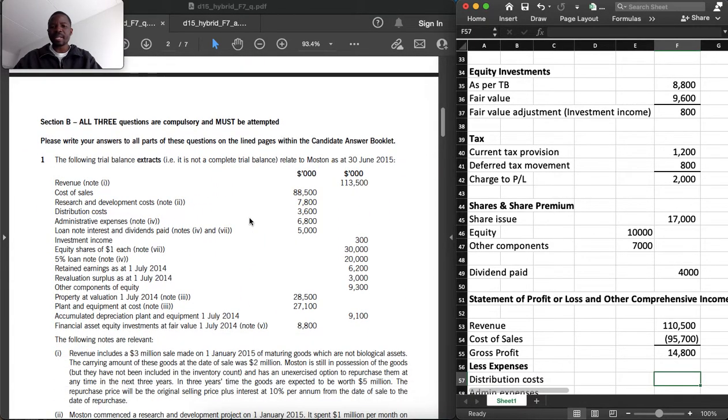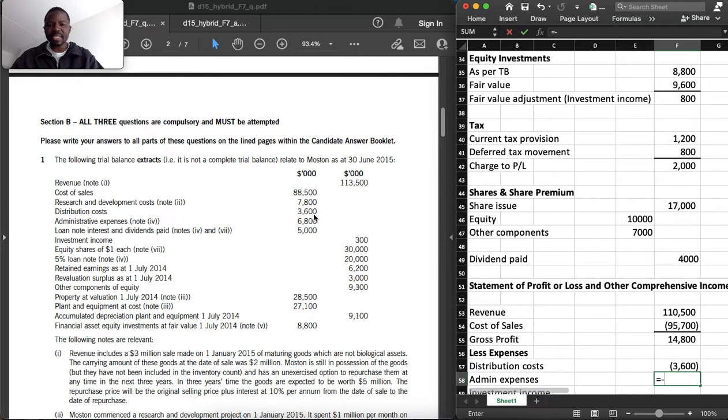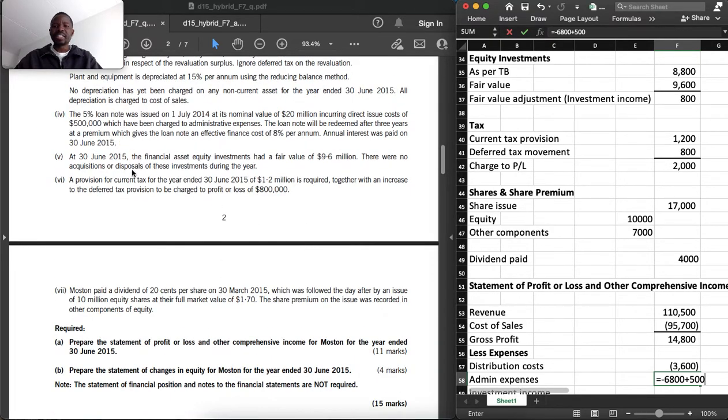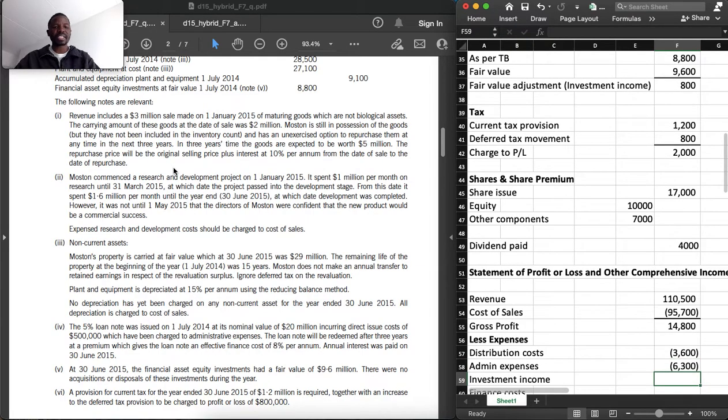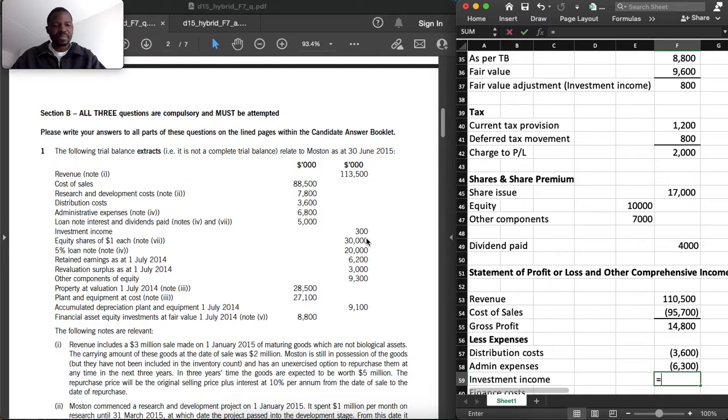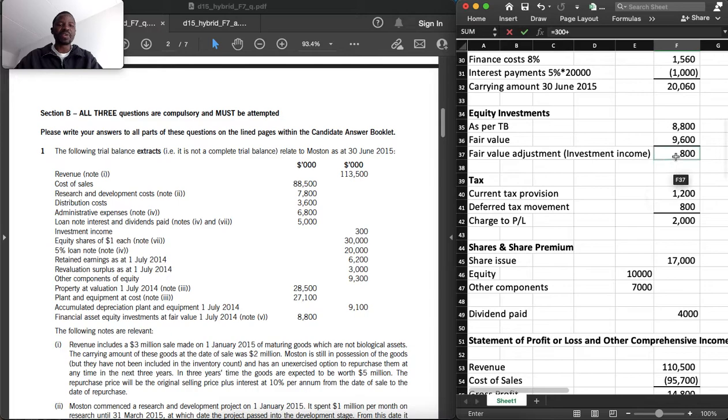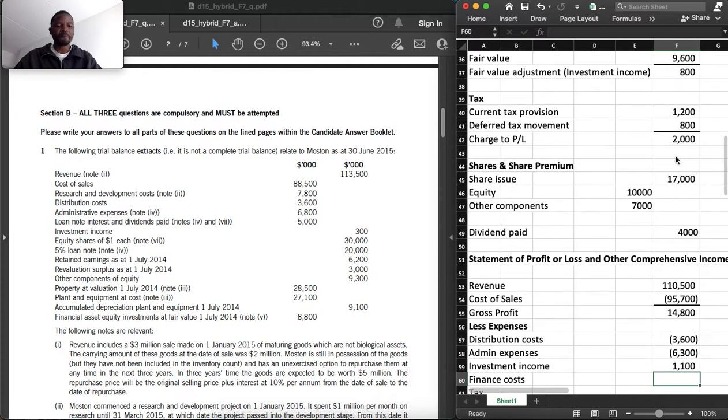Then we go to our trial balance. Distribution costs, 3,600. Admin expenses, 6,800. But we said we need to take off the 500 loan issue costs that need to be capitalized. Then we've got investment income. Investment income on the trial balance here, we've got 300, but we said we need to add again the increase in the equity investment of 800 there.